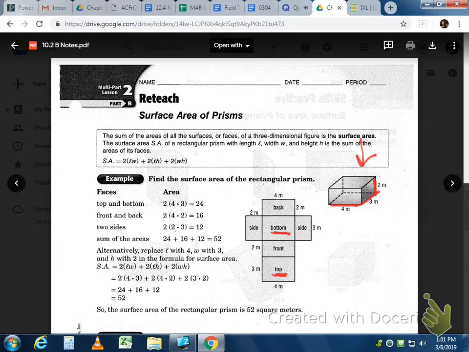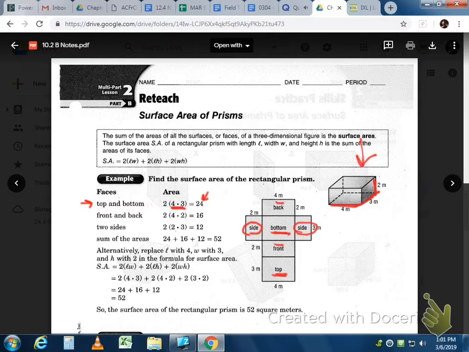Then we have a side and a side. And then, of course, the front and the back of the room would be identical. So they kind of come in pairs. So the top and the bottom are 4 by 3s. So they multiply 4 by 3, but then they take it times 2 because there's 2 of them. So the top and the bottom would be total area of 24.